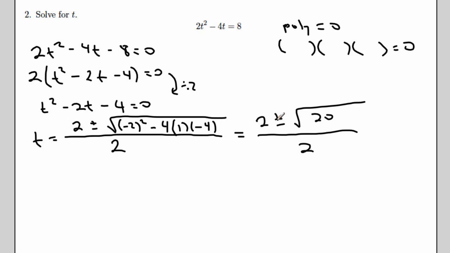So that answer is actually fine. If you know something about radicals and recognize that there's a factor of 4 under here, you could simplify that a little more, but that's perfectly fine. I would rather you not simplify your answer than to invent some crazy rules and simplify it incorrectly.